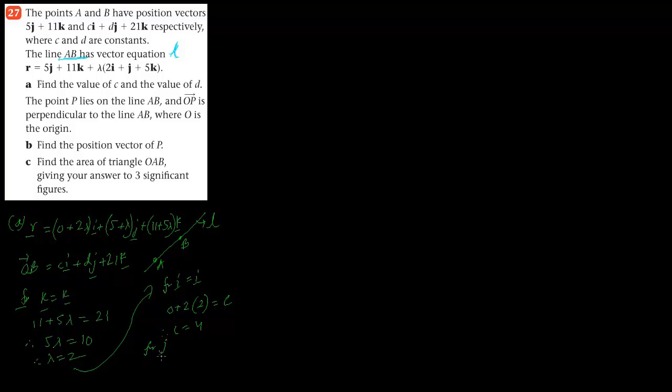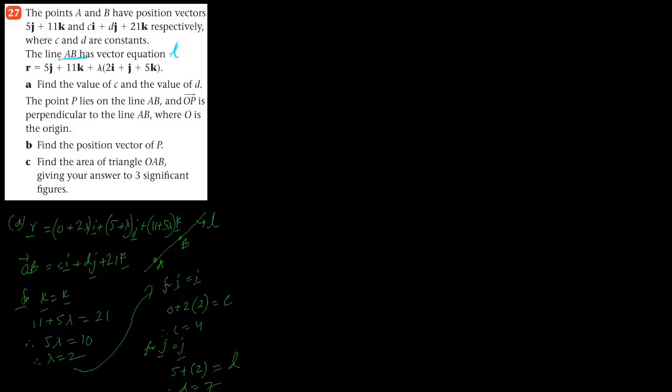Then for j equals j, we can say the coefficient of j is 5 plus lambda. That means 5 plus 2 equals D. Therefore, D equals 7. So we know the values of C and D. It is 4 and 7.